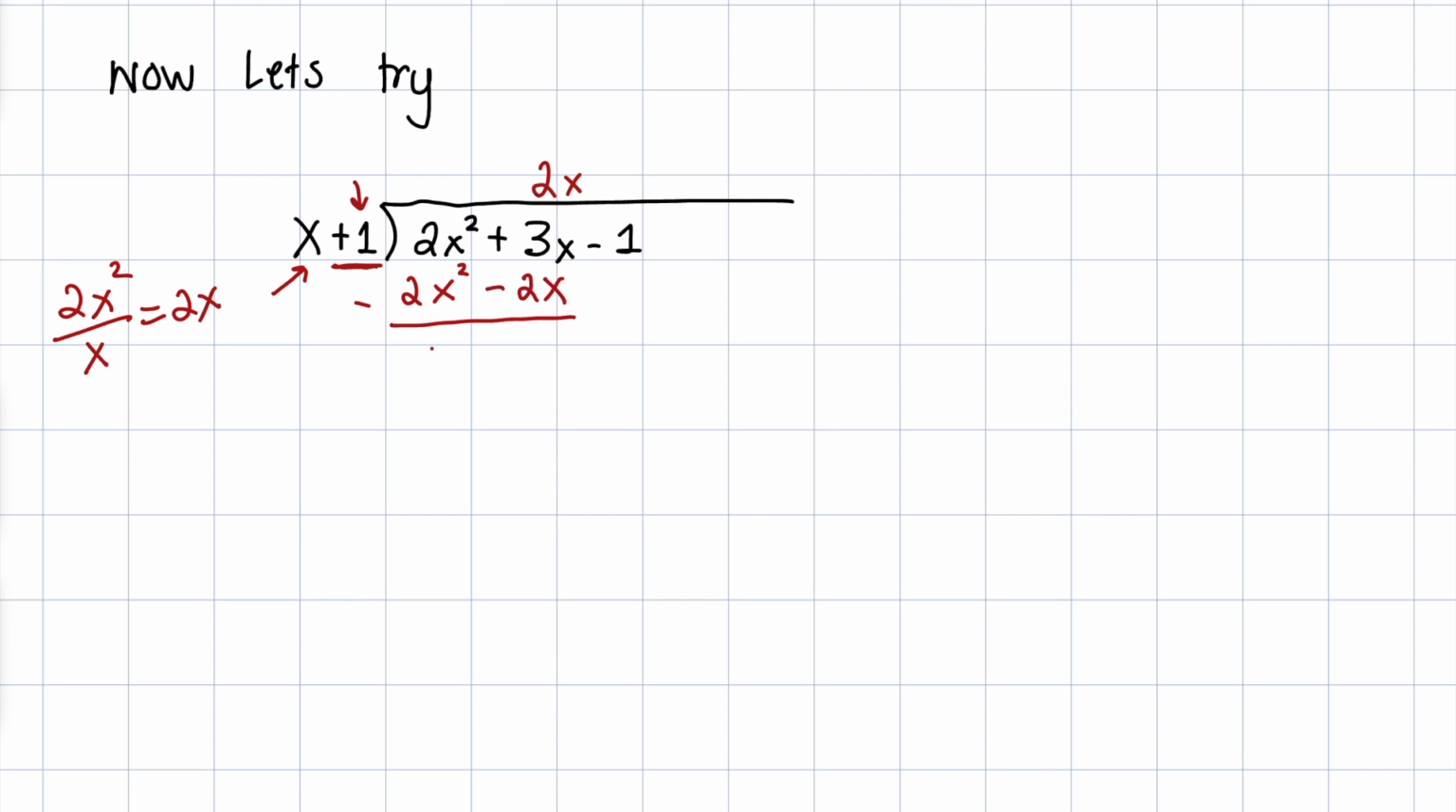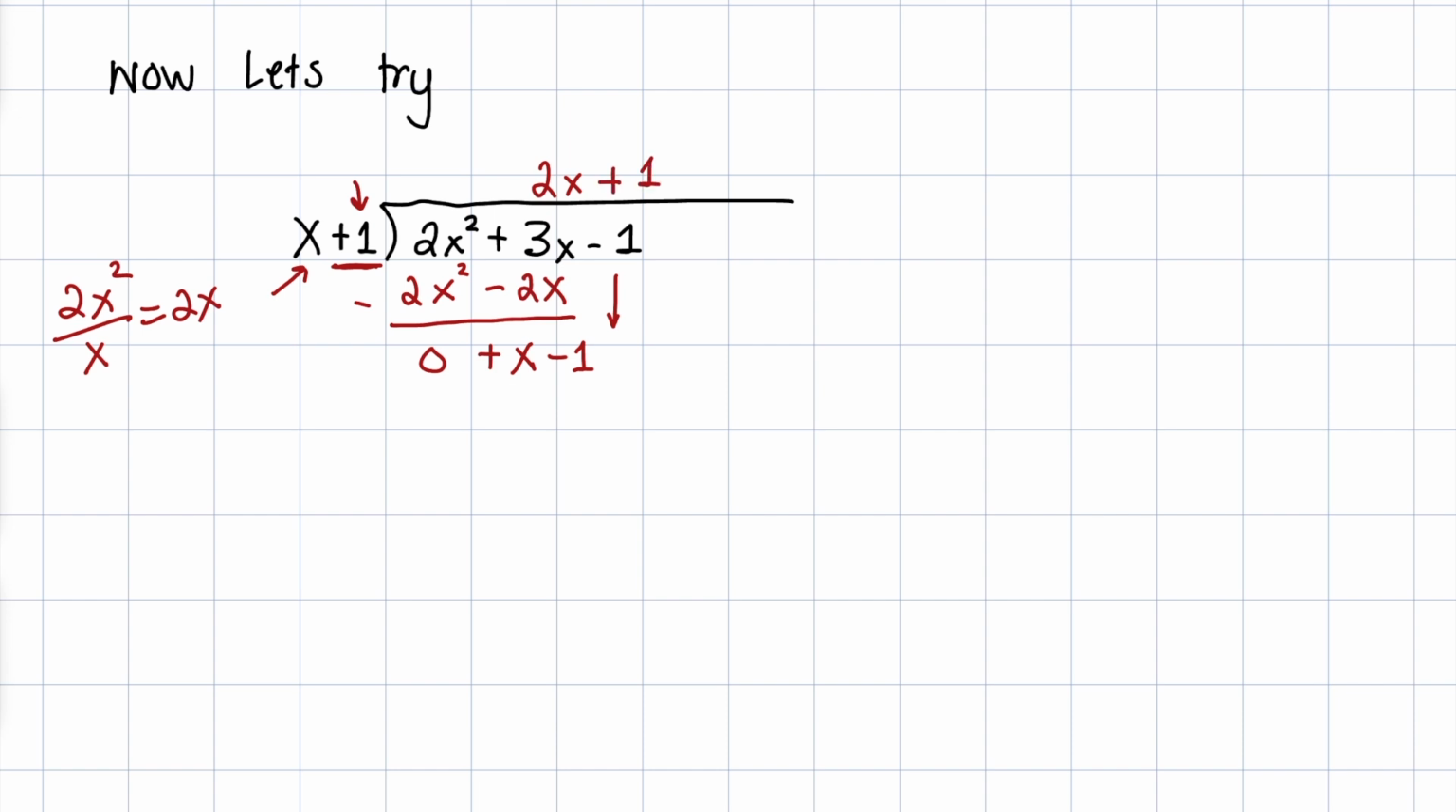Okay, so I get 0, and I get plus x. Bring down the next one. I get minus 1. Can x plus 1 go into x minus 1? Well, x can go into x one time, so I can add 1.